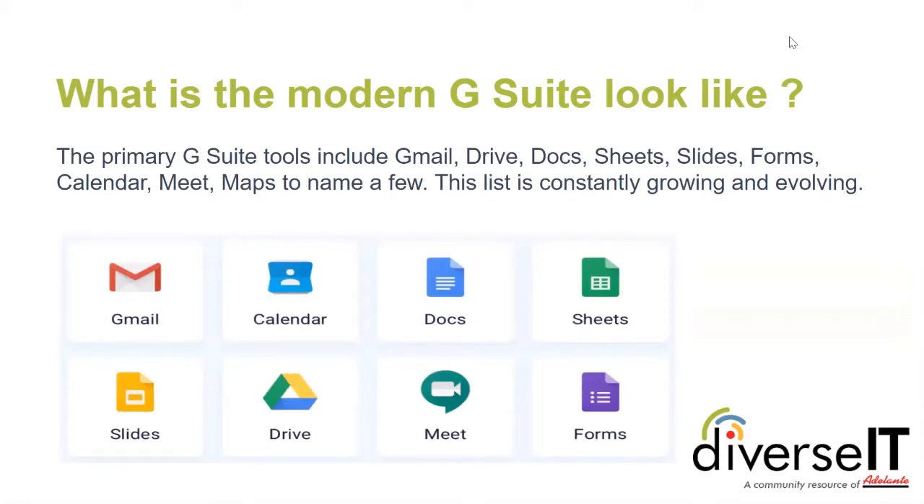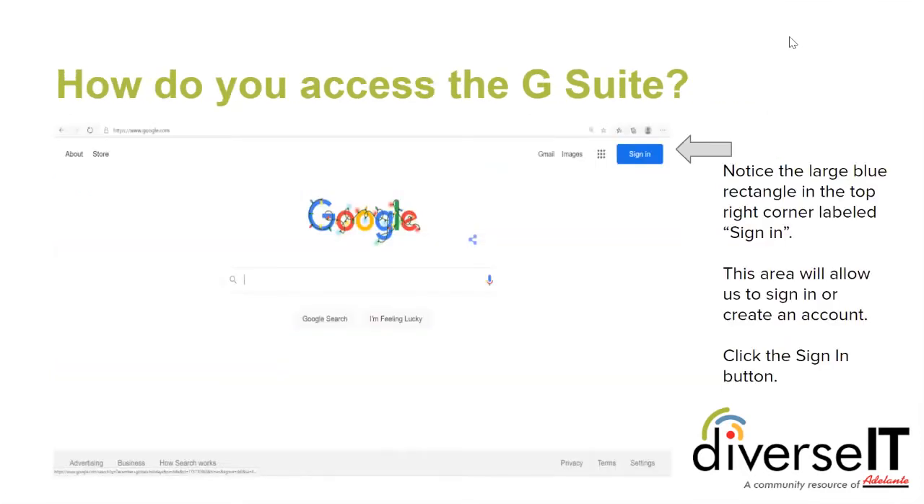So what does the modern G Suite look like? The primary G Suite tools include Gmail, Drive, Docs, Sheets, Slides, Forms, Calendars, Meet, and Maps, to name a few. This list is constantly growing and evolving, and I'm going to give you a more in-depth explanation of several of these here. So how do we first access the G Suite?